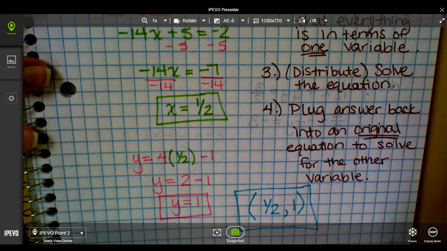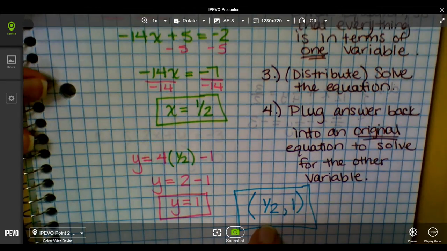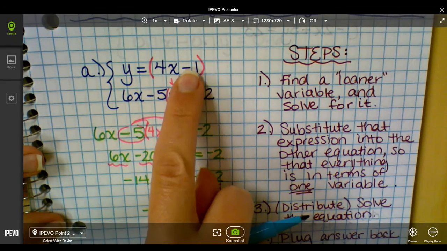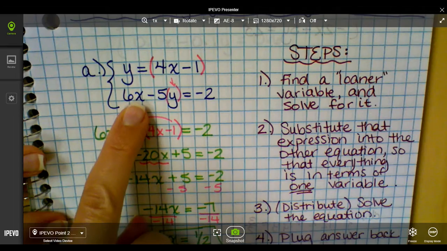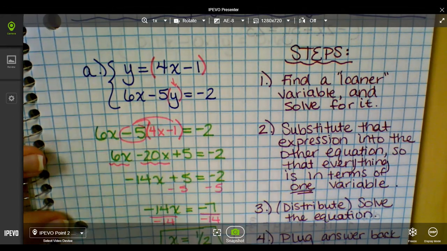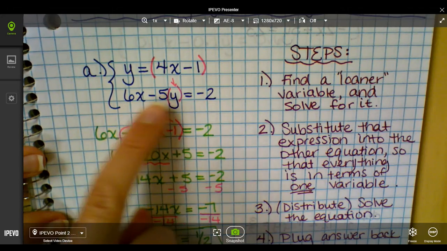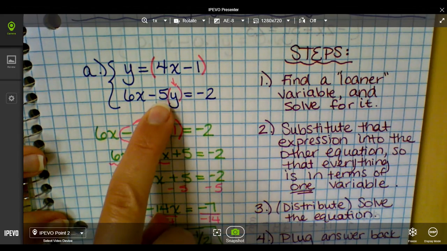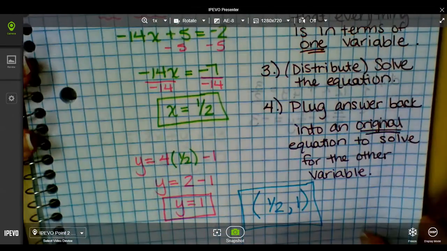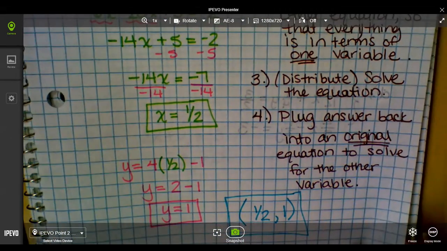And again, if you want to double check and make sure this is right, you can always plug it back in. Obviously we just did that one, so it works. If I do 6 times 1/2, that is 3. And then I have minus 5 times 1, which is just minus 5. 3 minus 5 is negative 2. So I did this one correctly. Okay, so that's how we're doing substitution.